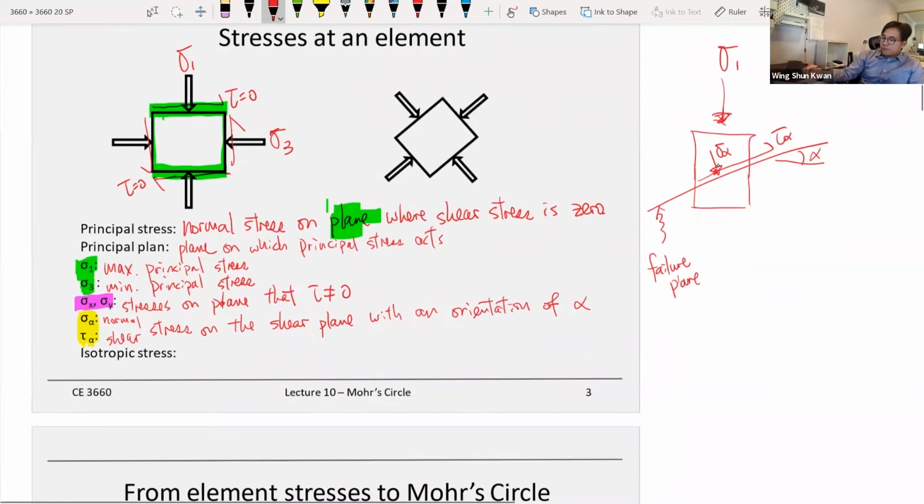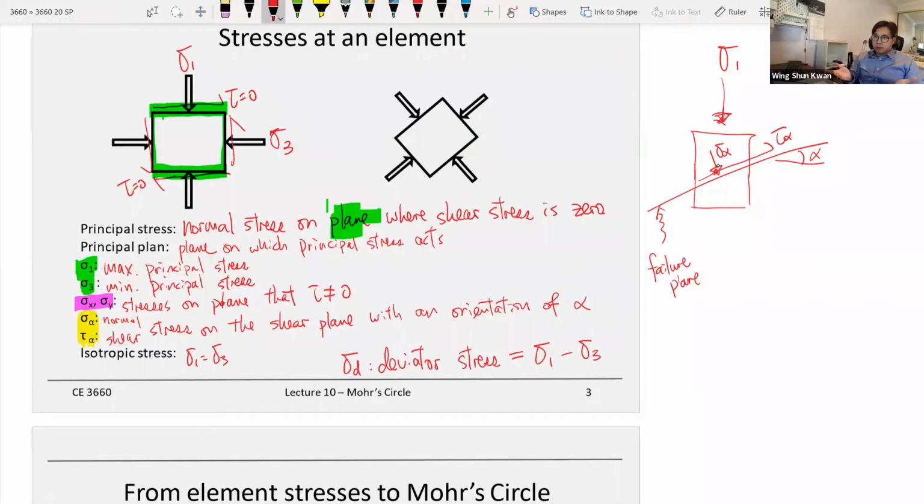And also, the isotropic stress is the case where sigma 1 equals sigma 3, which is the vertical stress equals the horizontal stress. And there's one more terminology, sigma d, which is the deviatoric stress, equal to sigma 1 minus sigma 3. So sigma 1 in geotech is the vertical direction, and sigma 3 is the horizontal direction.